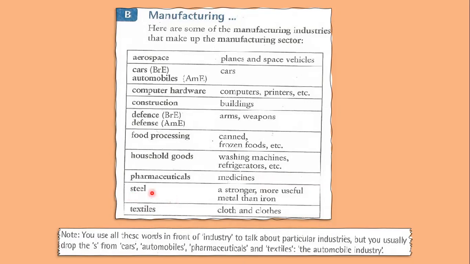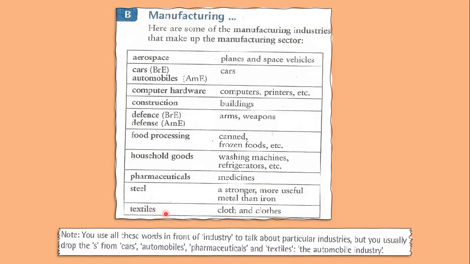Steel industry. Steel is a stronger, more useful metal than iron. You know, all connected to this material, steel. So if you go to your kitchen right now, you'll probably find some knives or forks or spoons that say steel. That's the material they are made of.